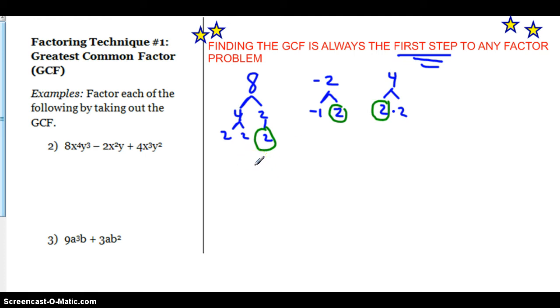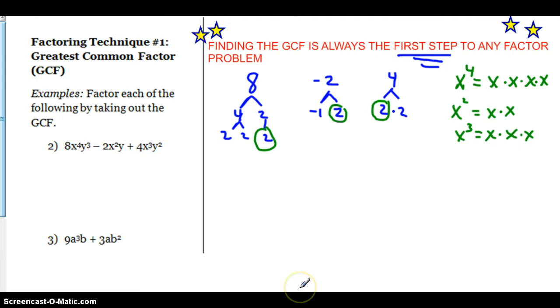Okay, so that's our first step. Now we want to look at the variables, and remember what x to the 4th means. It equals x written that many times of the exponent, so x times x times x times x. Here we have an x squared, so x squared would be equal to x times x, and x cubed would be equal to x times x times x.